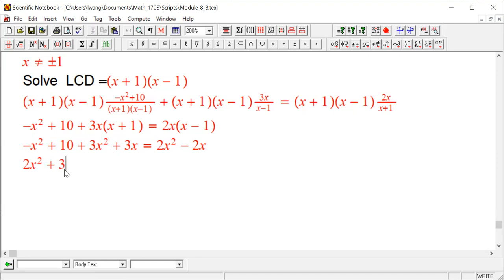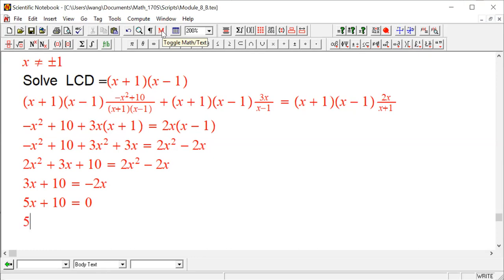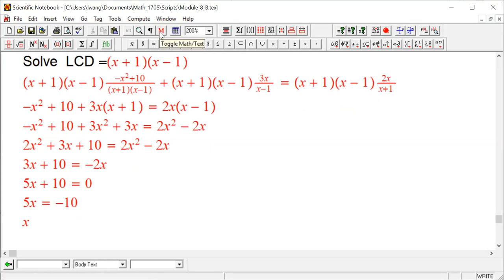Plus 3x plus 10. On the other side, we have 2x squared minus 2x. If we subtract 2x squared on both sides, we have only 3x plus 10 equals negative 2x. If we add 2x on both sides, we have 5x plus 10 equals 0. If we subtract 10 on both sides, we have 5x equals negative 10. In the end, we get x equals negative 2.